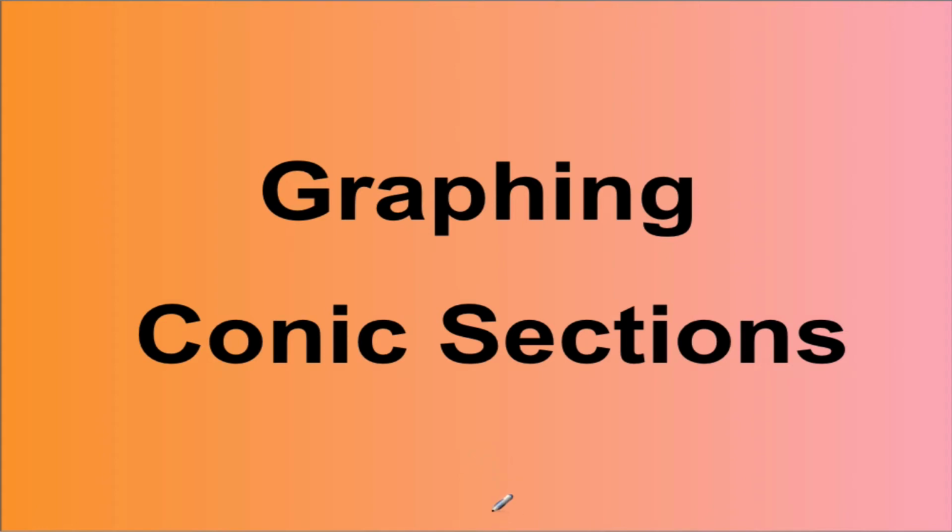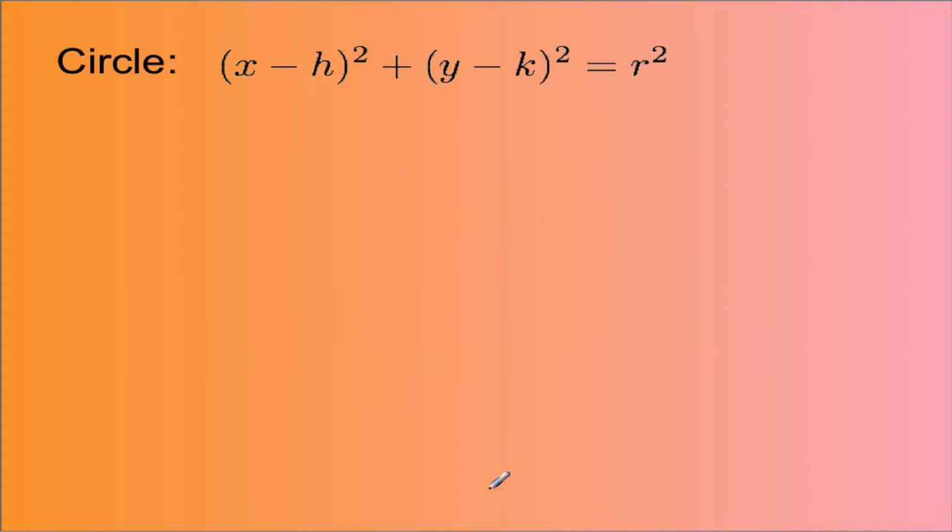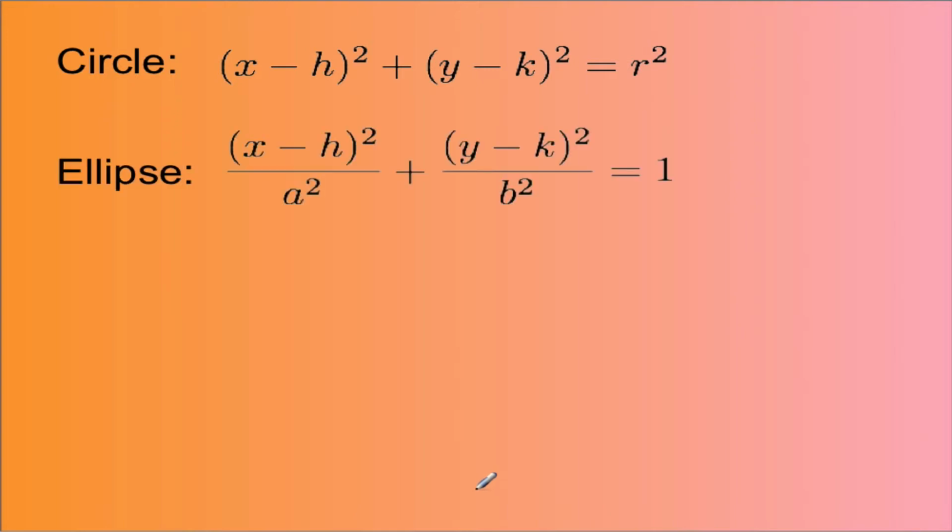In this presentation, we're going to talk about how to graph conic sections. Our first equation is the equation of a circle that has a center at the point (h, k) with a radius r. Then we're going to look at graphing an ellipse with the center at the point (h, k) and a units along the x-axis and b units along the y-axis in order to draw the ellipse.